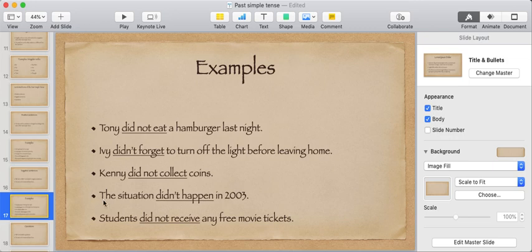And another situation: the situation didn't happen in 2003. Or the last sentence, students did not receive any free movie tickets. So you see, we include did not or didn't in the negative sentence. And you see all the verbs here, the main verb remains in its base form.